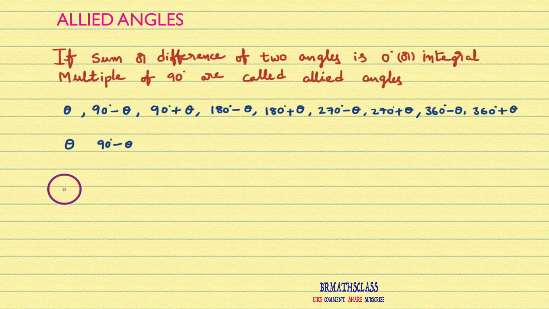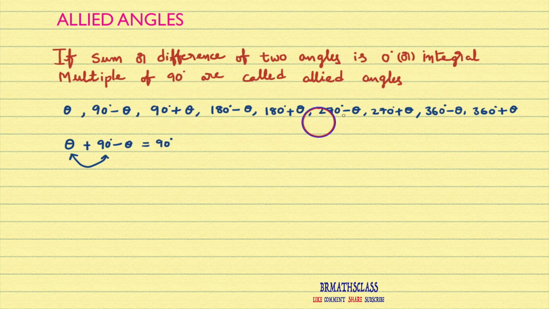If you observe these two angles, you check whether either addition or subtraction gives you 0 degrees or an integral multiple of 90 degrees. As this is plus theta and this is minus theta, if I add them, what happens? Plus theta minus theta will get cancelled. What I'll get is 90 degrees. That means the sum of theta and 90 degrees minus theta is an integral multiple of 90. 90 degrees means 1 into 90 degrees. So we say that theta and 90 degrees minus theta are known as allied angles, because the sum of them is an integral multiple of 90.